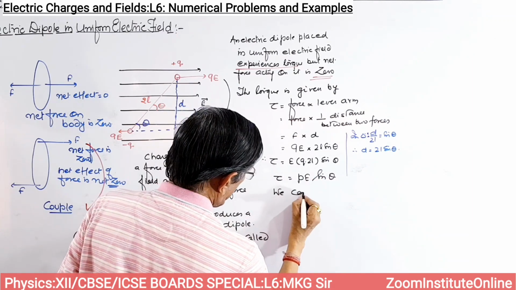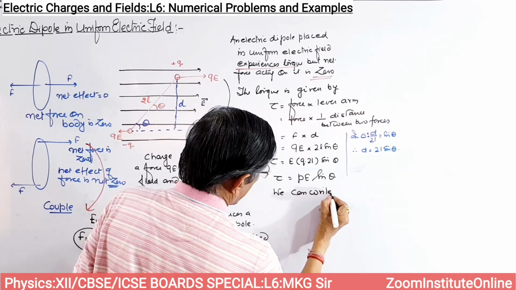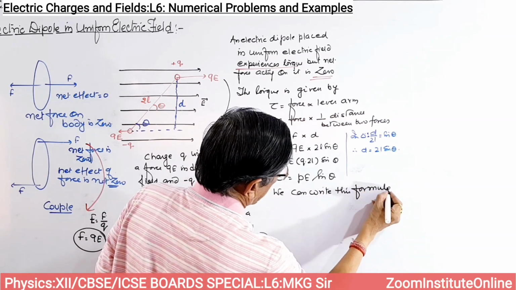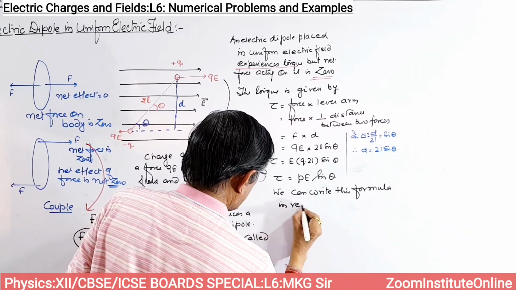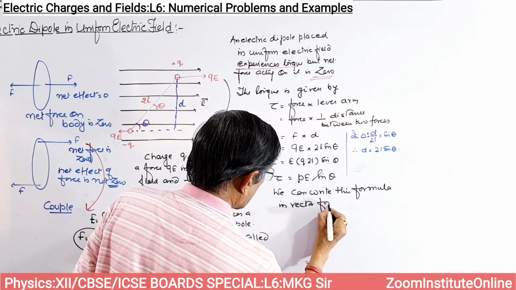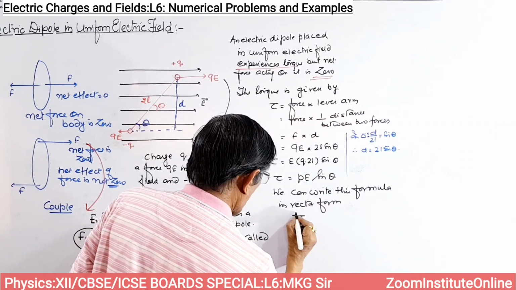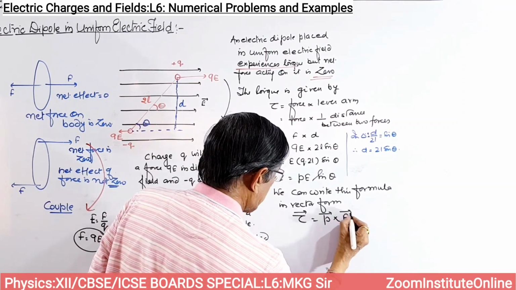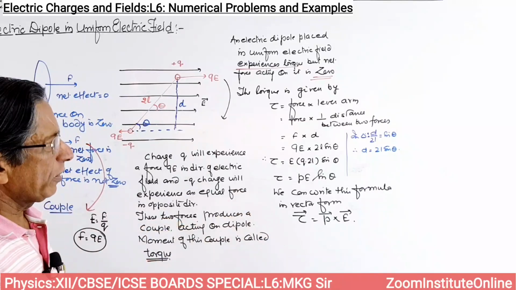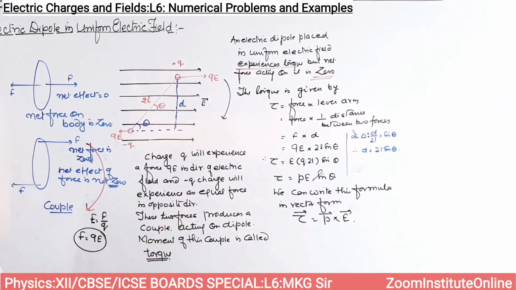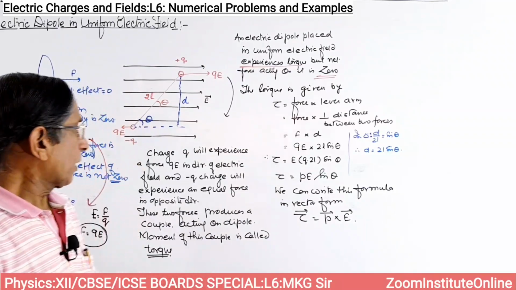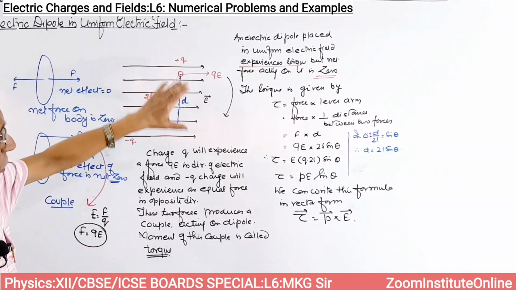Students, we can write this formula in vector form. In vector form, tau vector is equal to p vector cross E vector. So, this is the expression for torque acting on dipole placed in uniform electric field. Once again, have a look, son, that this is a uniform electric field.